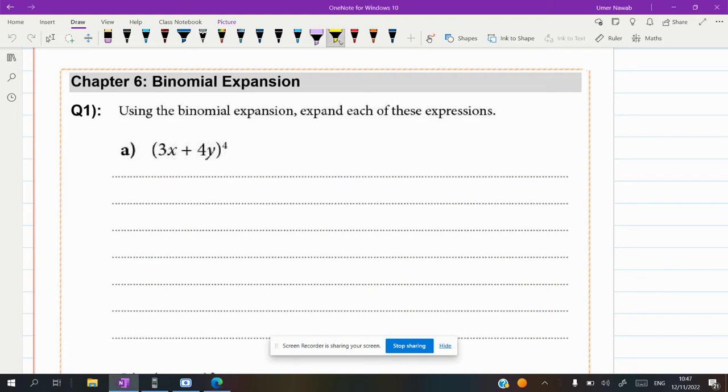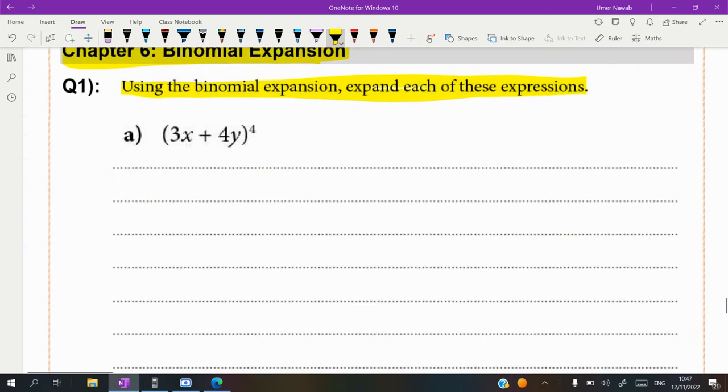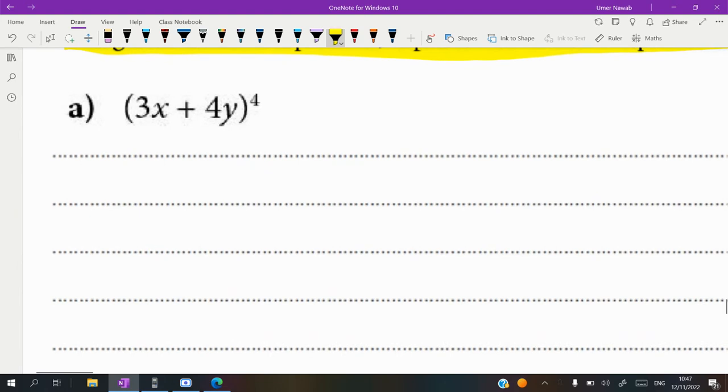This is the final part which I'm going to record for you, to explain binomial expansion for the final exams revision. So, this is chapter number 6. As you can see, the first question says: using the binomial expansion, expand each of these expansions. Within my discussion of this question, I will try to give you the background idea of binomial expansion.